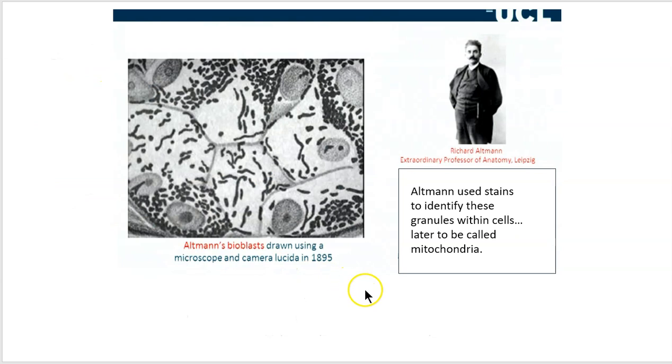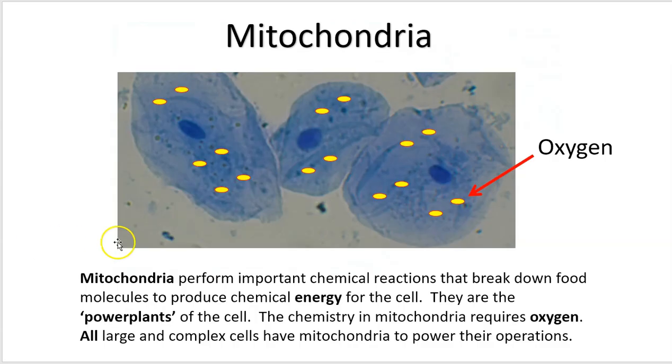Back in the late 1800s, Richard Altman, using microscopes and various stains, identified lots of these tiny little sausage-shaped structures within animal cells, and we now know them to be mitochondria. Now, mitochondria perform important chemical reactions that break down food molecules to produce chemical energy for the cell. They are the power plants of the cell. The chemistry of mitochondria requires oxygen. All large and complex cells have mitochondria to power their operations.